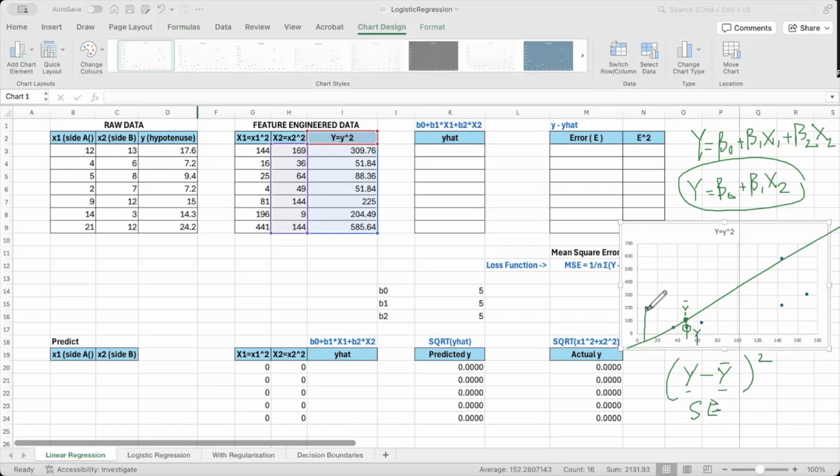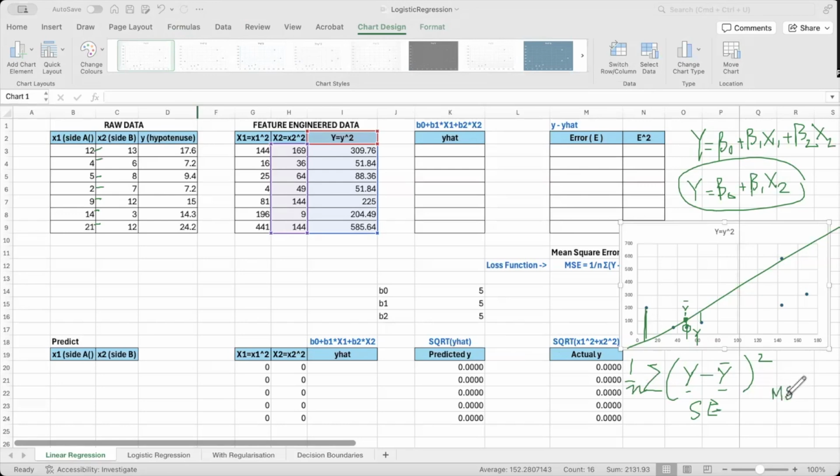Now, if we take all the square of errors, that is this one, this one, this one, this one, and so on, then we sum it up, we will get the sum of squares of error. And if we take the mean of this, we divide by the number of data points we have, that n is in this case equal to 1, 2, 3, 4, 5, 6, 7. So we have 7 data points. So if we divide by n, we will get something known as the mean square error.